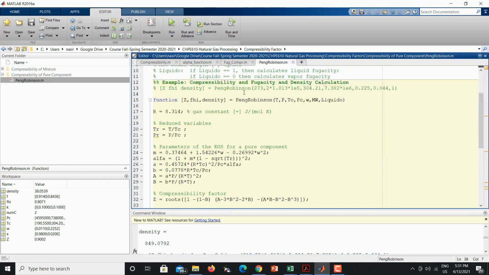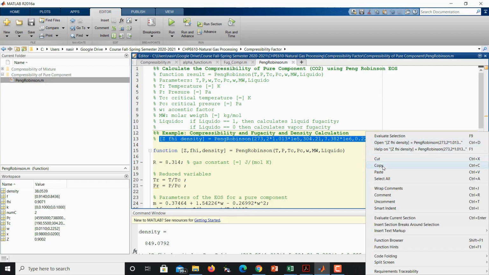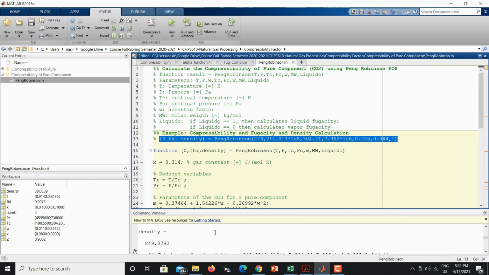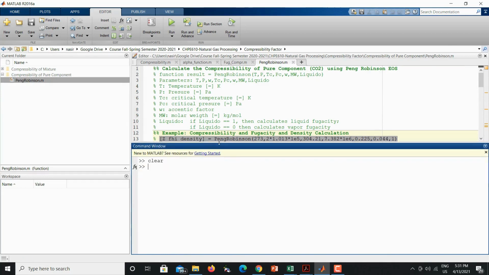Obviously this is a function, so we cannot directly run it. We need to put in the values of the function, and then only we can run it. The example is mentioned here in terms of a comment. All you need to do is copy this part of the example, all of this code, and write it here. Let me clear the screen, and you can type this whole function here.